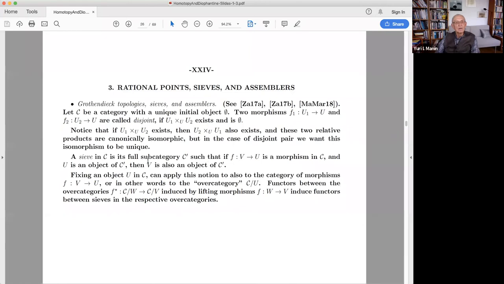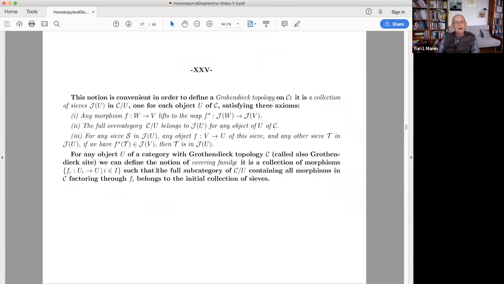And if you fix an object U in C, we can apply this notion to the category of morphisms to U. Sometimes they say it's the category C over U, something like coverings or fibered spaces or something like that. And functors over categories, functors induced by lifting morphisms like that, induce functors between sieves in the respective over categories. Okay, so this notion is convenient to define what is called the Grothendieck topology on C. It is a collection of sieves, one for each object U of C, satisfying three axioms.